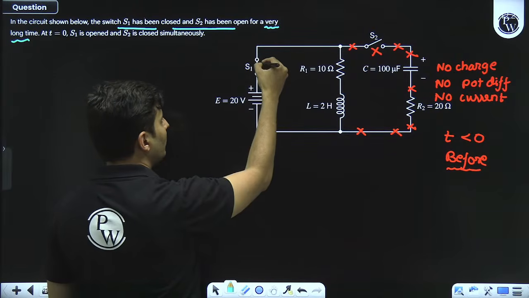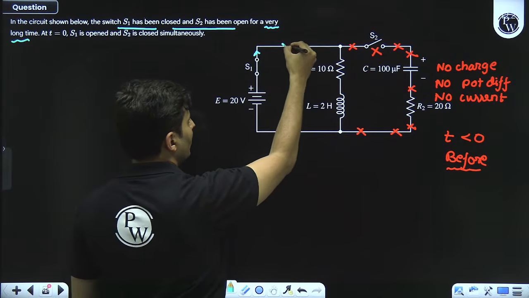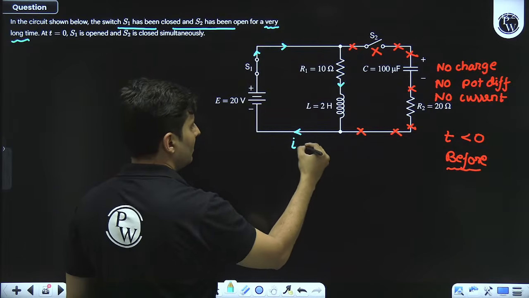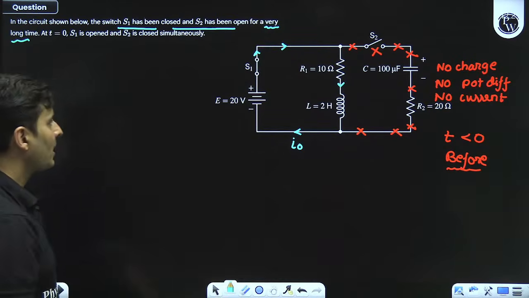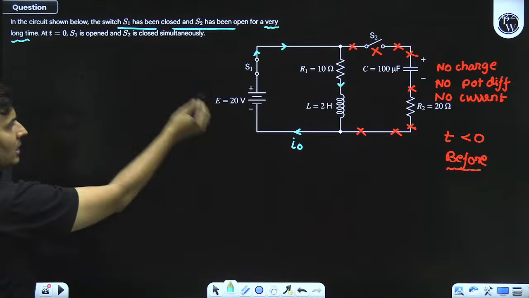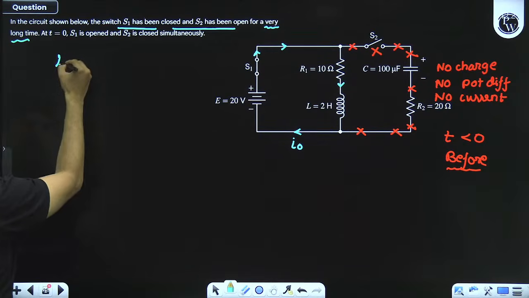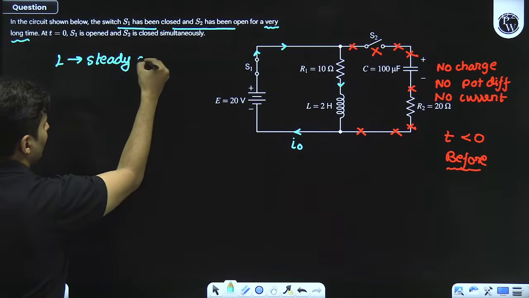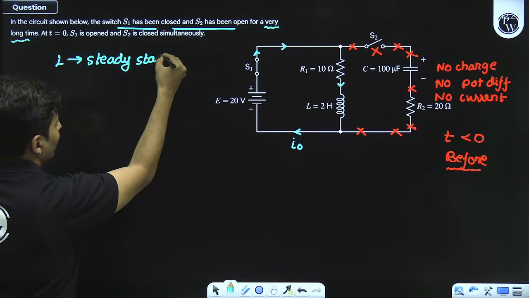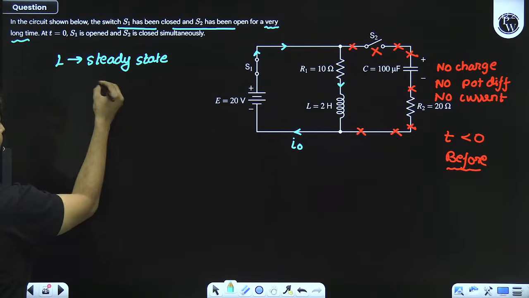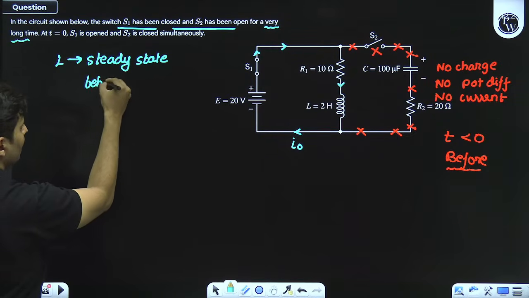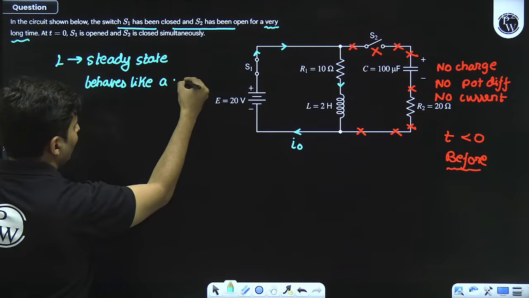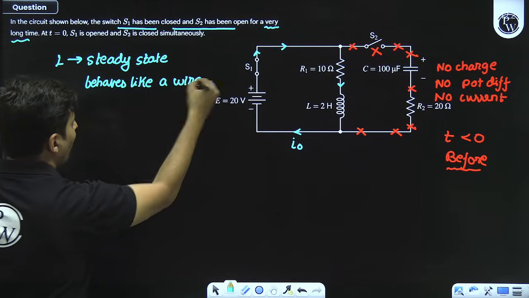This battery is going to power up this circuit. Current will go like this, it will go like this and like this. So this will be I naught, let's say. If I ask you what is I naught, well, the inductor is going to be in steady state. In a steady state, this inductor behaves like a wire.